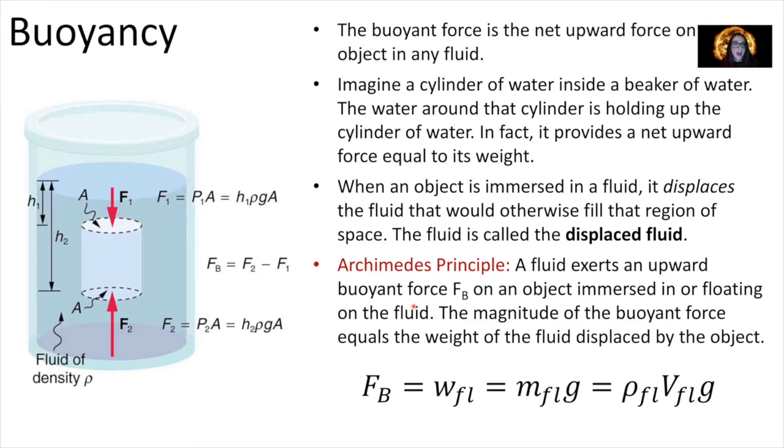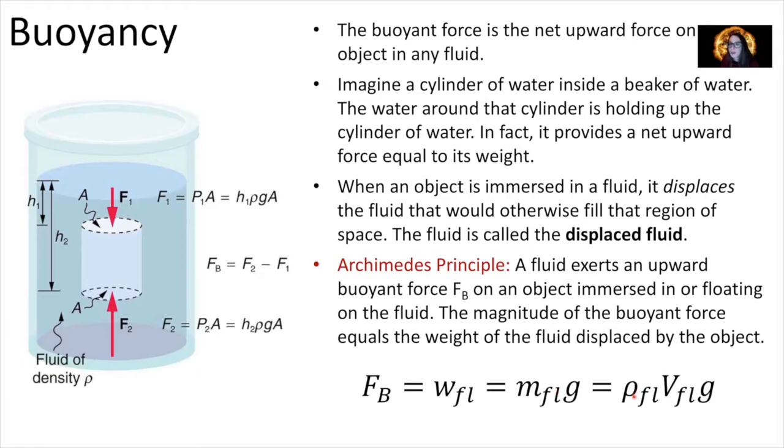So every object that is in water, floating in water, submersed in water, experiences this buoyant force. When you're in the bathtub, you experience this buoyant force. And this buoyant force is equal to the weight of the fluid that the body is displacing, or pushing out of the way. That's equal to the mass of the fluid displaced times gravity.